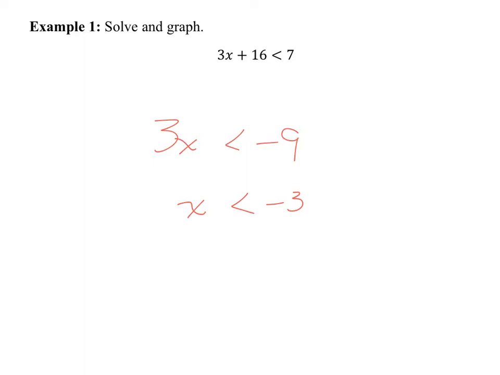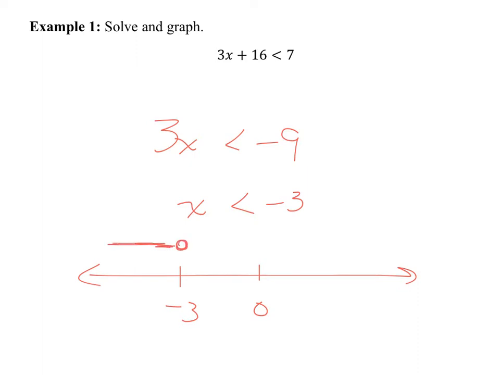How do I graph this? On a number line? Christian? You have negative 3, and then x is less than that, so it's going to the left. Okay, what's to the left? How do I start it though? Do I put an open or closed circle? Close. Open circle. Why open?